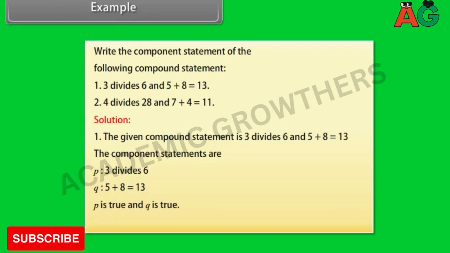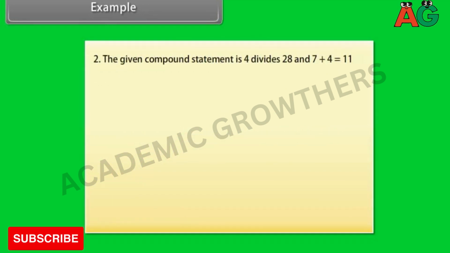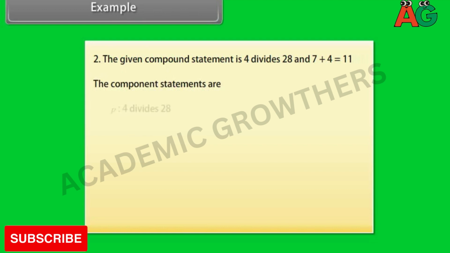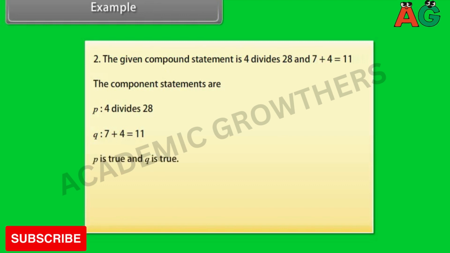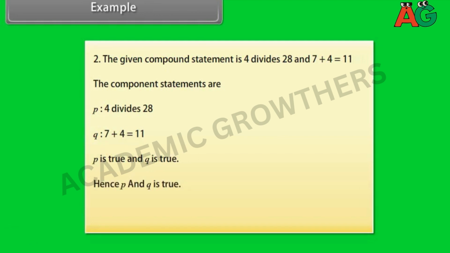P is true and Q is true. Hence, P and Q is true. 2. The given compound statement is 4 divides 28 and 7 plus 4 is equal to 11. The component statements are: P: 4 divides 28. Q: 7 plus 4 is equal to 11. P is true and Q is true. Hence, P and Q is true.